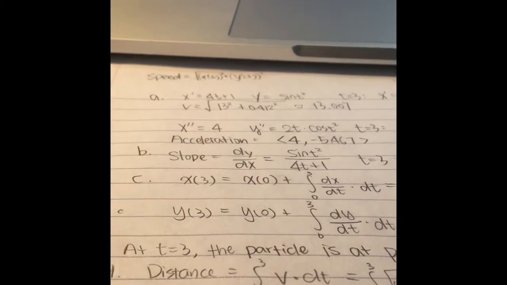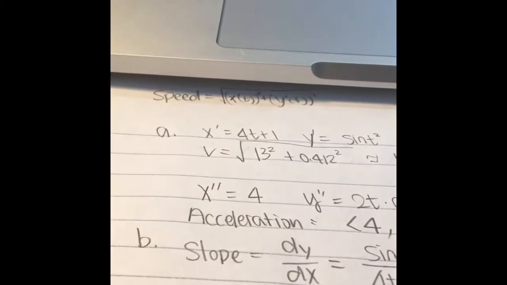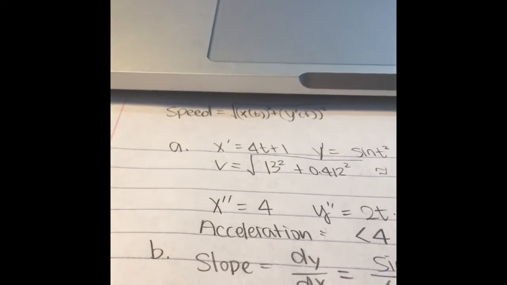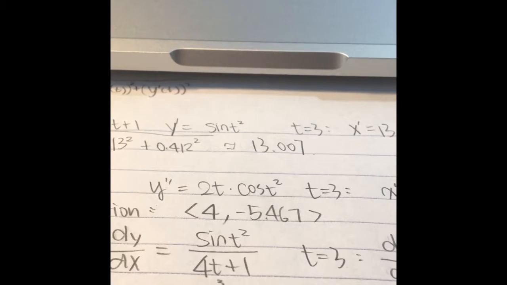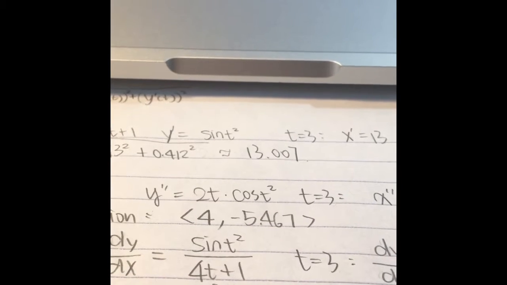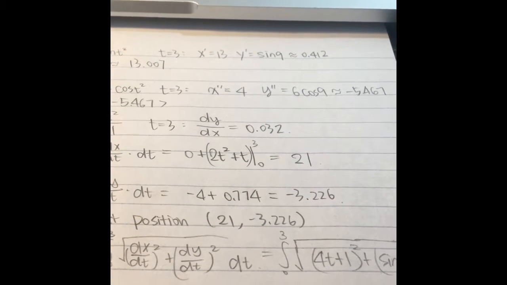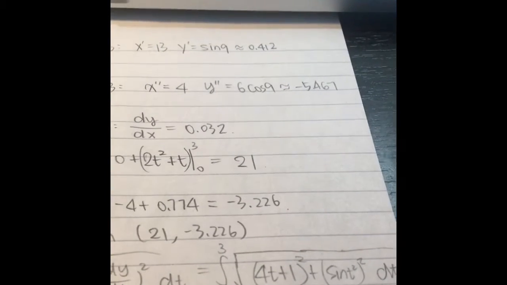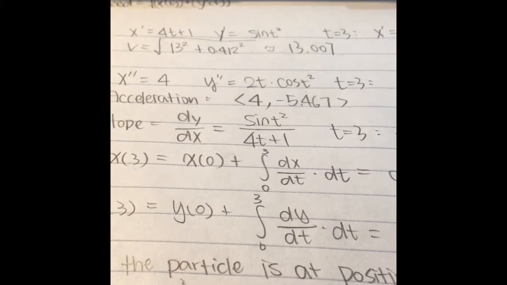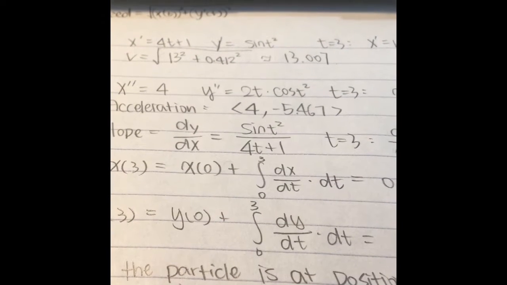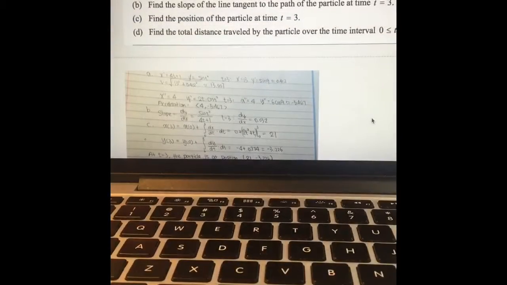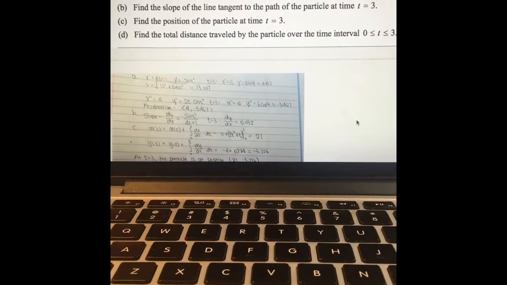So to find the acceleration vector at time equals 3, we need to know the second derivative of both x and y. From the x prime, we know the x double prime is 4, and y double prime is 2t times cosine t squared. At t equals 3, we use a calculator to find x double prime is 4 and y double prime is negative 5.467. So the acceleration vector is <4, negative 5.467>.